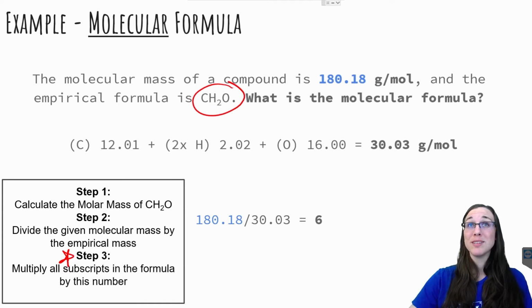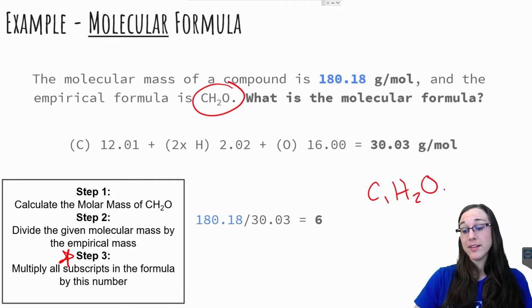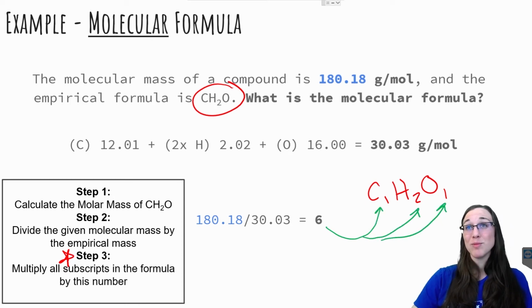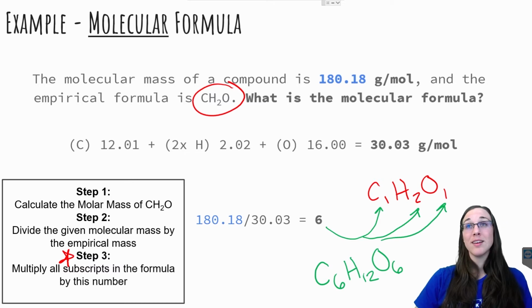So back up to my original question. My empirical formula was CH2O, so C1 technically, H2O1 technically. Remember that there's always those invisible ones there. They're implied that they're there even though they're not shown. And now I'm going to take this 6 and multiply it by each of these subscripts down below. 6 times 1 just gives me 6, so that would be C6. 6 times 2 gives me 12, so that would be H12. 6 times 1 again gives me 6, so that would be O6. So we have C6H12O6.